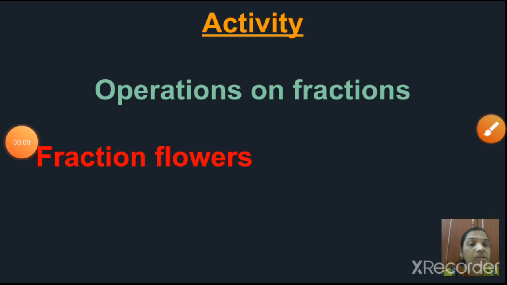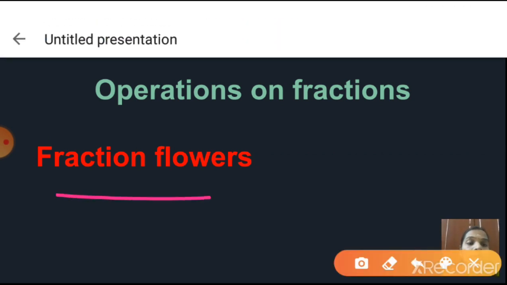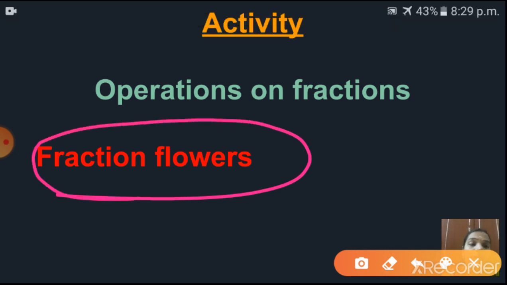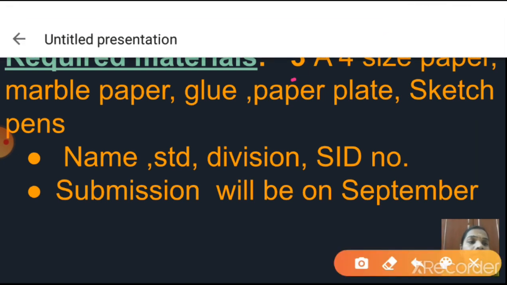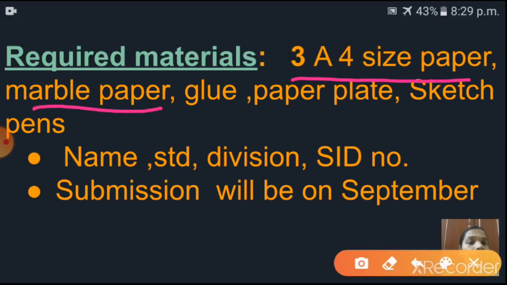Next, children, is the activity. For this activity, I am going to conduct operations on fractions. What you have to do is make fraction flowers. How do we make them? I will tell you now. For this activity you need these materials: 3 A4 size papers, marble paper, glue, paper plates, and sketch pens.